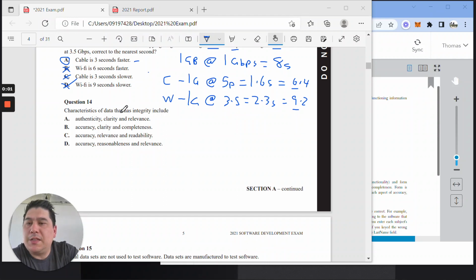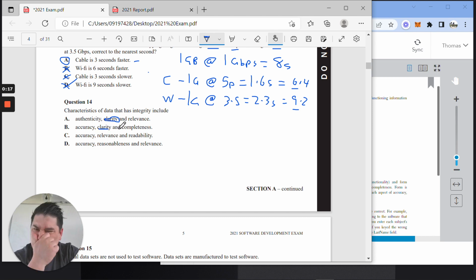Question 14, characteristics of data that has integrity include authenticity, yes, that's one. Clarity, that's an iffy one, so we'll keep reading. Relevance, yes, that's one. Accuracy, clarity, again, that's the iffy one. And completeness, yes, that's one.